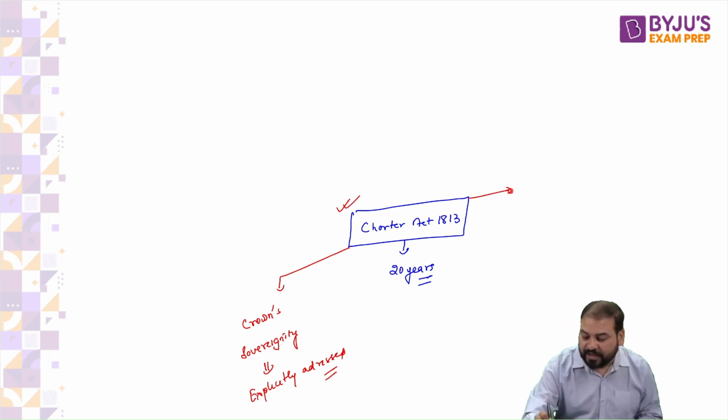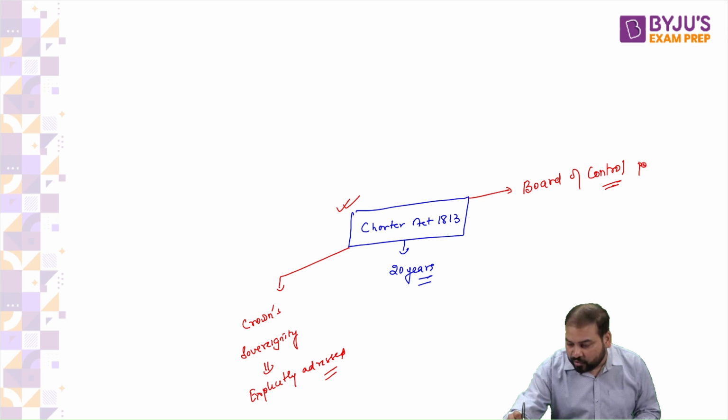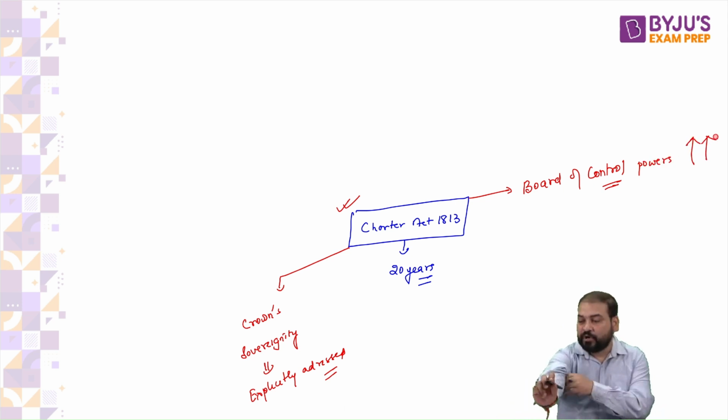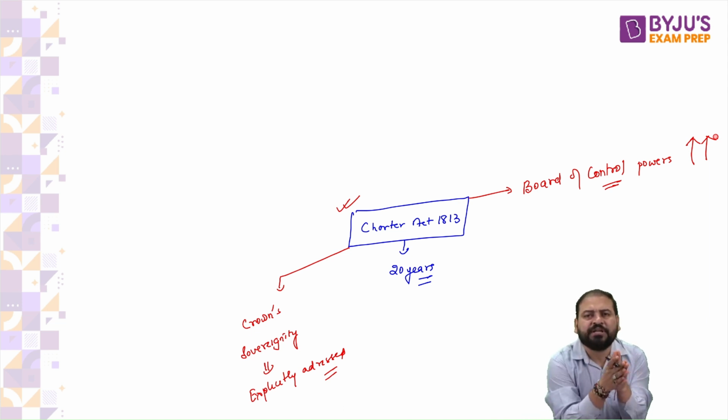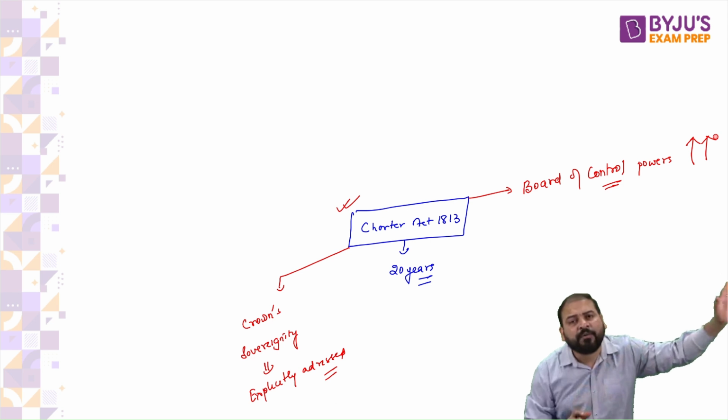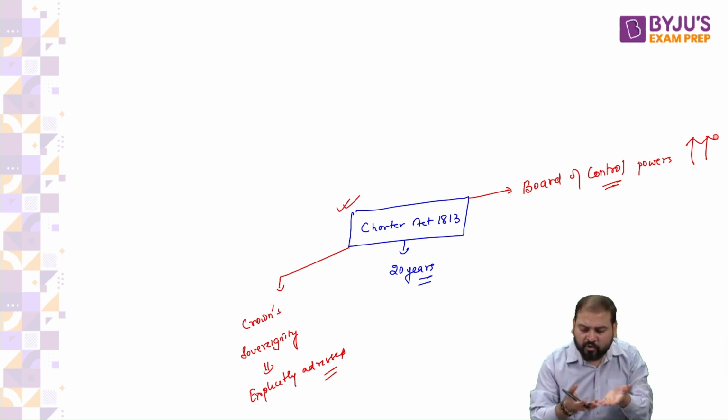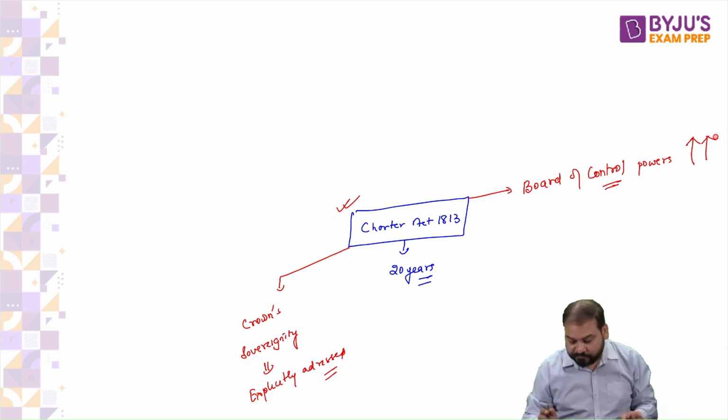That is always happening. Slowly, they were taking all the powers from the EIC. So the Board of Control's powers were enlarged at this point of time. No doubt about that. I told you, Charter Act 1813 is more important from the economy point of view. Constitutionally, only one or two lines, nothing else.